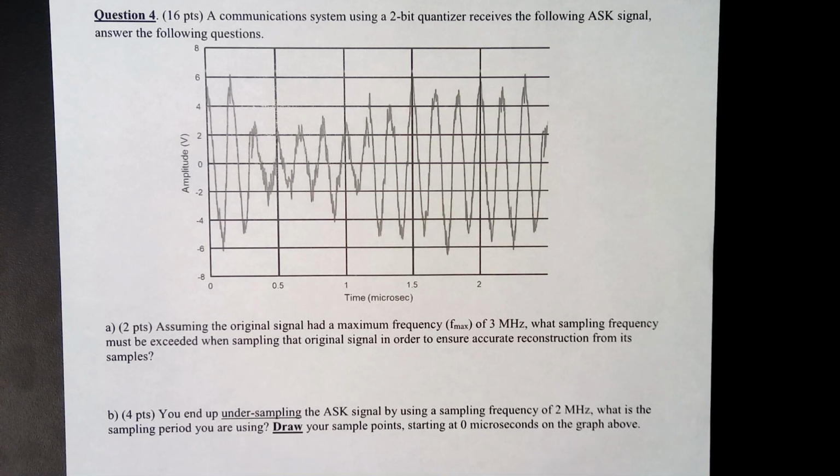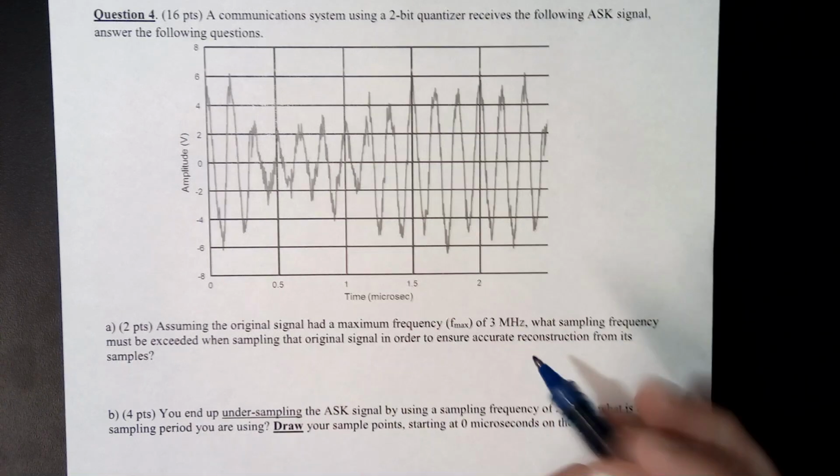Okay, on to question 4. So this is a signal, and here we're doing analog to digital conversion. We received the following ASK signal and answer the following questions. Assuming the original signal had a maximum frequency of 3 megahertz, what sampling frequency must be exceeded when sampling the original signal in order to ensure accurate reconstruction from its samples?